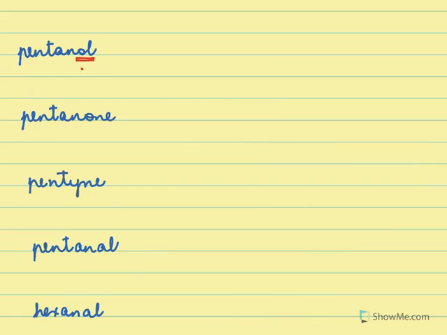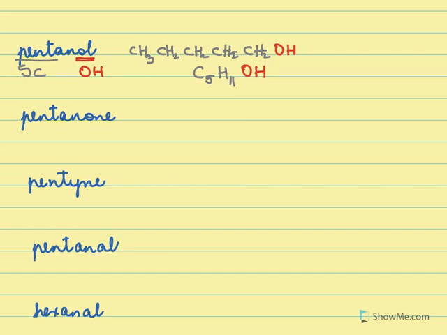For pentanol, alcohol, OH, so I'll put OH, and pent means 5 carbons. So I've got to attach 5 carbons. 1, 2, 3, 4, 5. CH3, CH2, CH2, CH2, and CH2. If I were to put all together, this will be C5H. This would be pentanol.